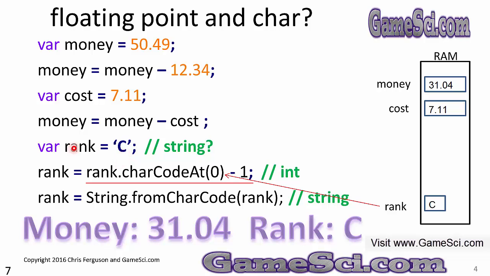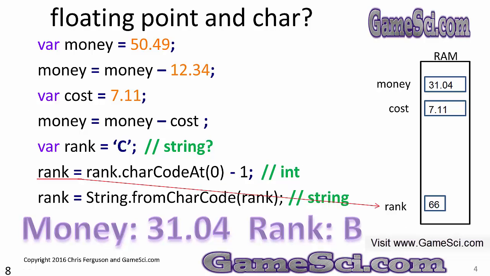So what I'm going to do here is I'm going to convert C to a number, and then I'm going to subtract 1 from C. Well, when you subtract 1 from C, what do you get? Technically, you get B. B is one less character than C. So what this is going to do is temporarily convert our character variable over to a number so I can do a little math on it. Rank has changed to 66. Oof. It seems like the character code for C was 67. I subtracted 1. I got the value of 66.